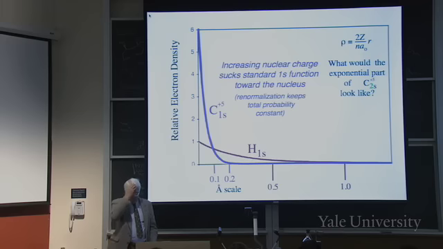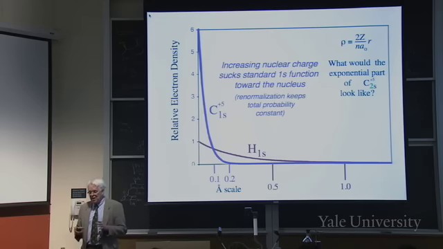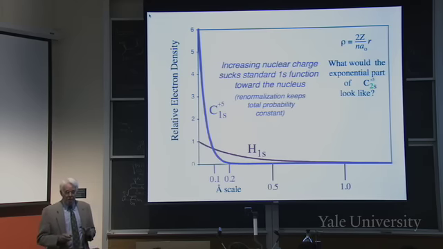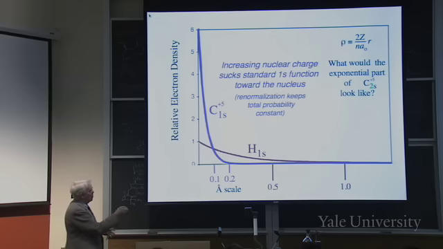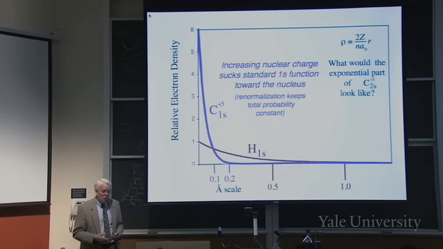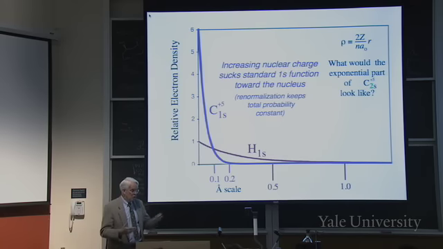So here's something to think about. How would it differ if instead of talking about the 1s orbital of carbon, I was talking about the 2s orbital of carbon? Now, rho is going to be different. The n here instead of 1 is going to be 2, so it's going to change the scale by a factor of 2. So the 2s are further out.